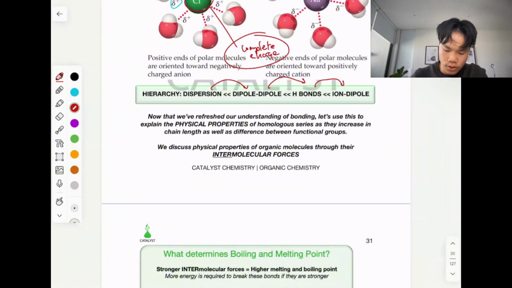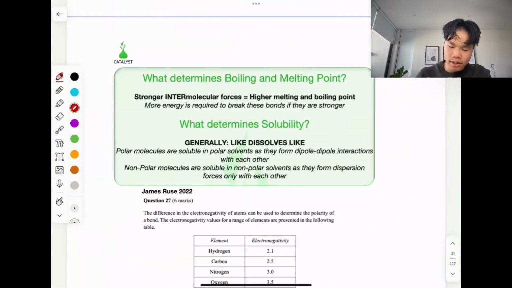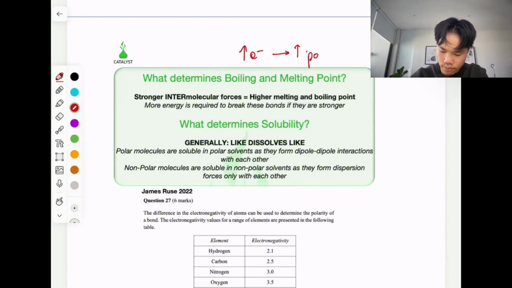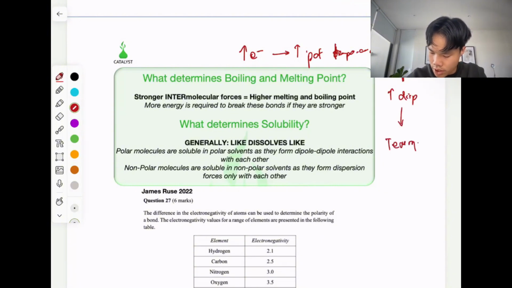Okay. So then as you go up a homologous series, your boiling point and melting point will increase because as you add more atoms on to your chain, you are increasing the number of electrons, which increases the potential to form temporary dipoles, which increases your dispersion force, which increases the energy required to break. Wait, could you just repeat that for a second?